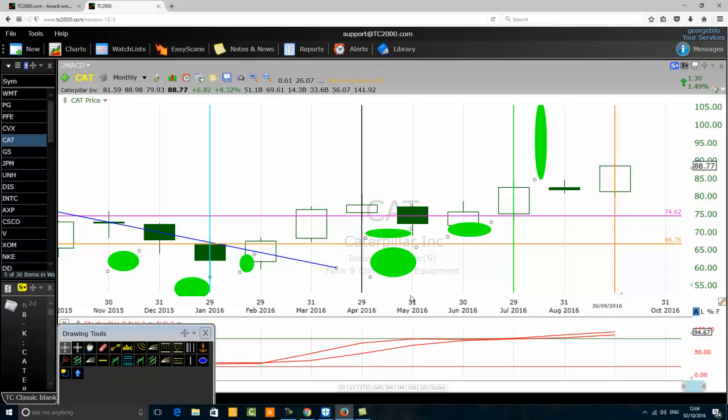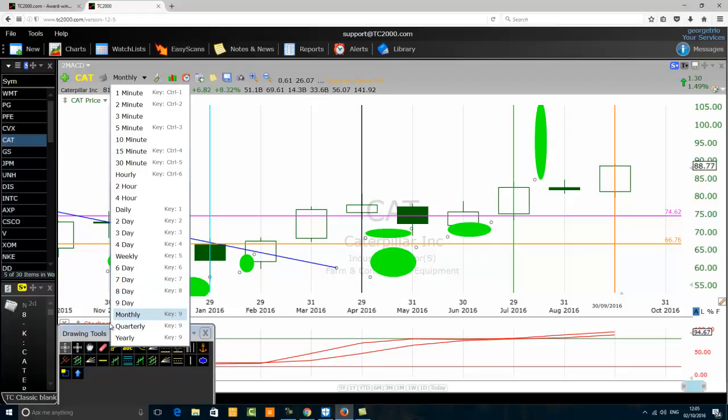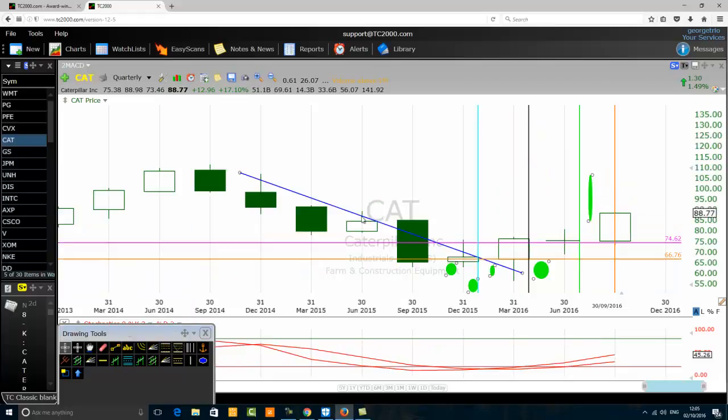So April, May, June. At the end of June, we have 1 quarterly candlestick bar. And then we have July, August, and September for the next quarterly candlestick bar. All right. So anytime a candlestick bar is formed, we'll highlight the high, the low, and the median line.